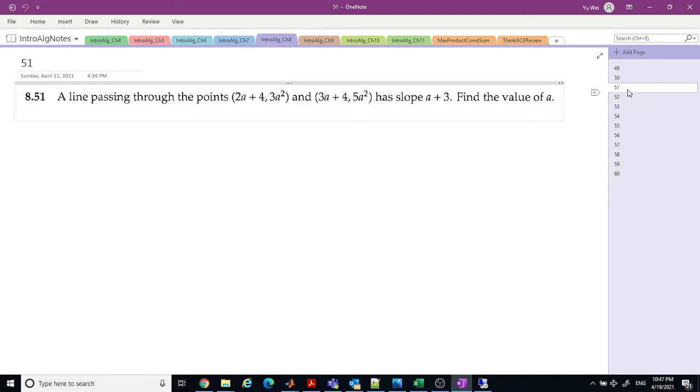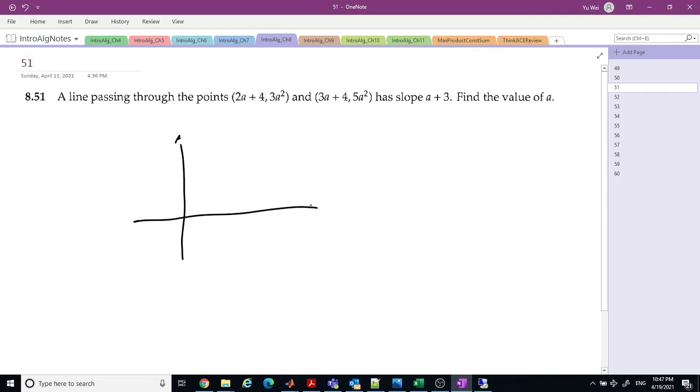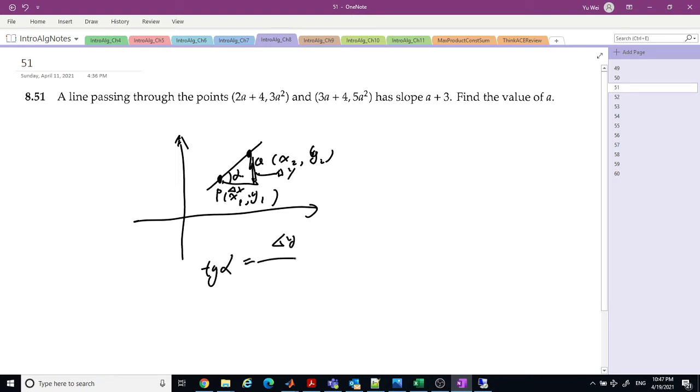Next, a line passing through a point has a slope. Let's see how to calculate the slope of a line. If I give you 2 points, P and Q, here is (x1, y1) and here is (x2, y2). The slope is defined by this angle alpha. Here is delta y, here is delta x. So the slope, tangent of the angle, is equal to delta y over delta x, which is the difference of the y's, y2 minus y1, divided by x2 minus x1.